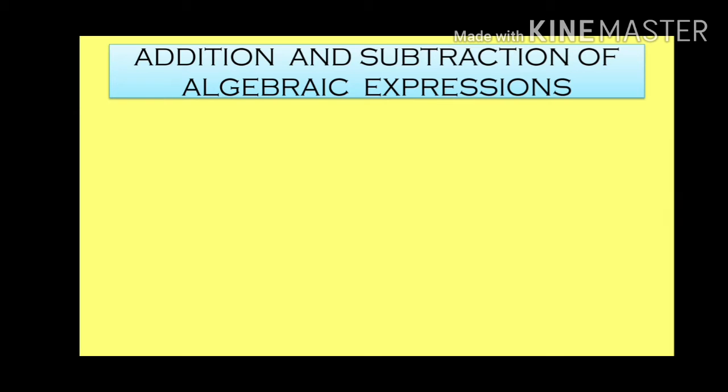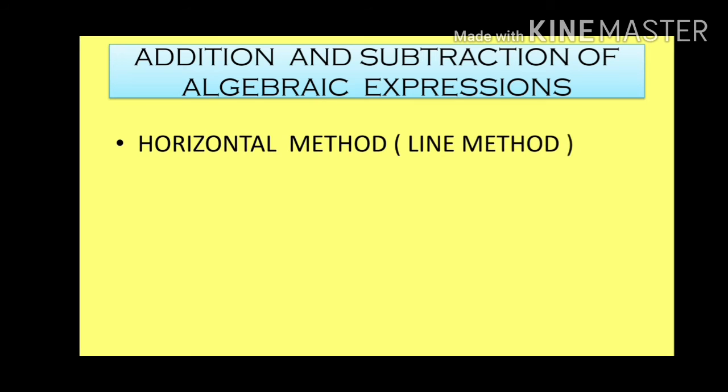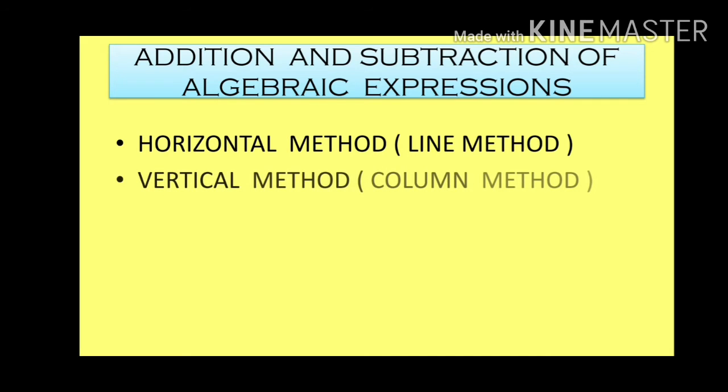Now let's start with the addition and subtraction of algebraic expressions. When expressions are being added or subtracted, we'll be using two methods. One is the horizontal method, or we can call it the line method. Another one is the vertical method, or else we can call it the column method. Horizontal, vertical, like this. So line method or column method we can use.